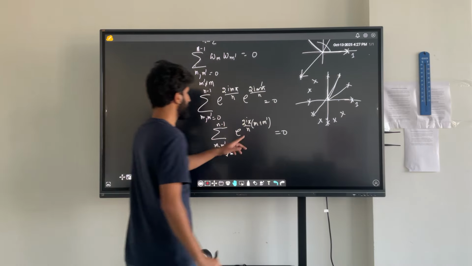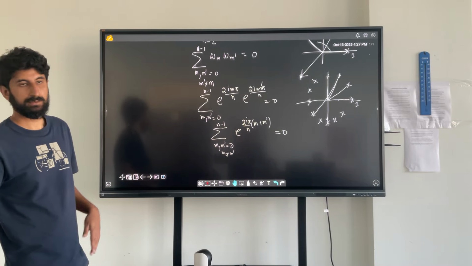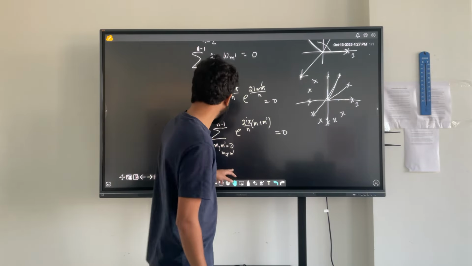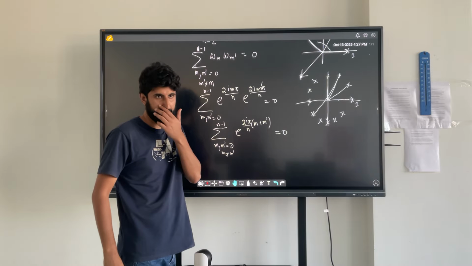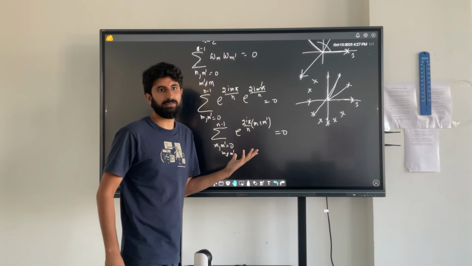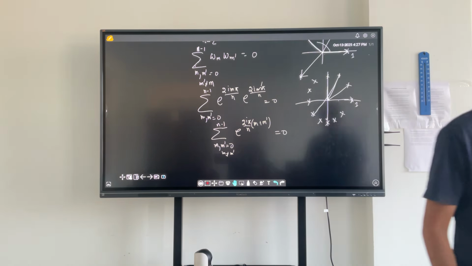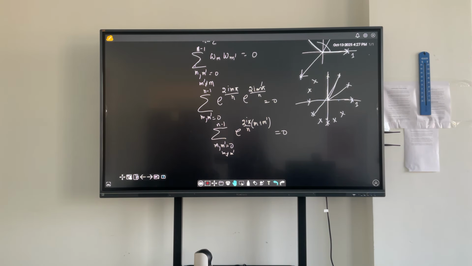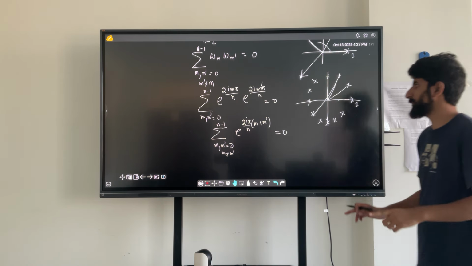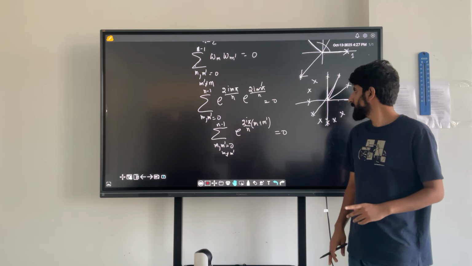So this is okay? But I want to get rid of this m not equal to m prime. So how to get rid of this? I add the m equal to m prime terms. So I add the same number of terms, same terms.